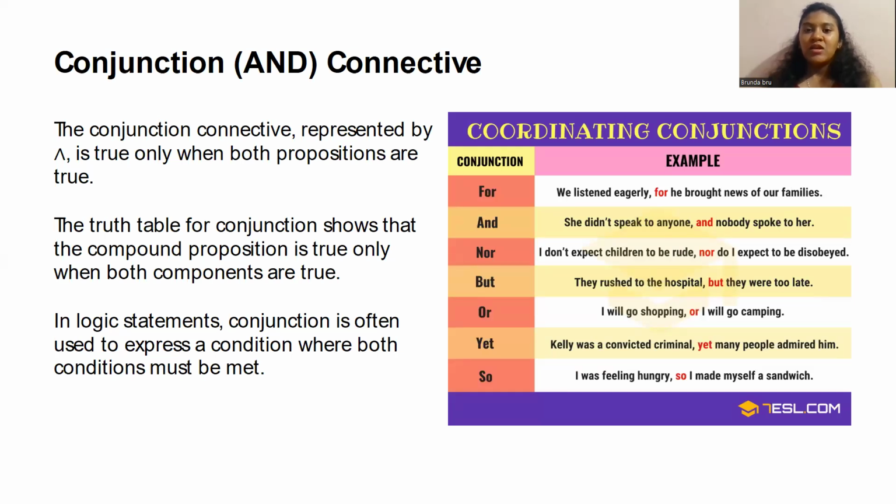Coordinating conjunctions. For: we listened eagerly, for he brought news for our families. And: she didn't speak to anyone, and nobody spoke to her. Nor: I don't expect children to be rude, nor do I expect to be disobeyed. But: they rushed to the hospital, but they were too late.